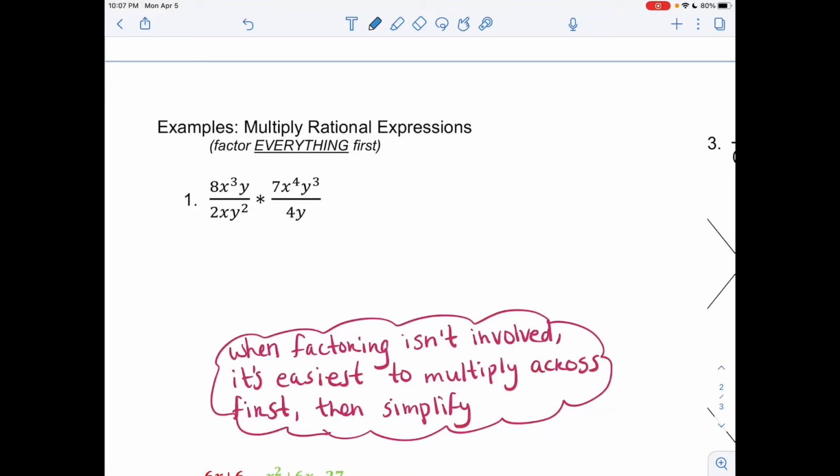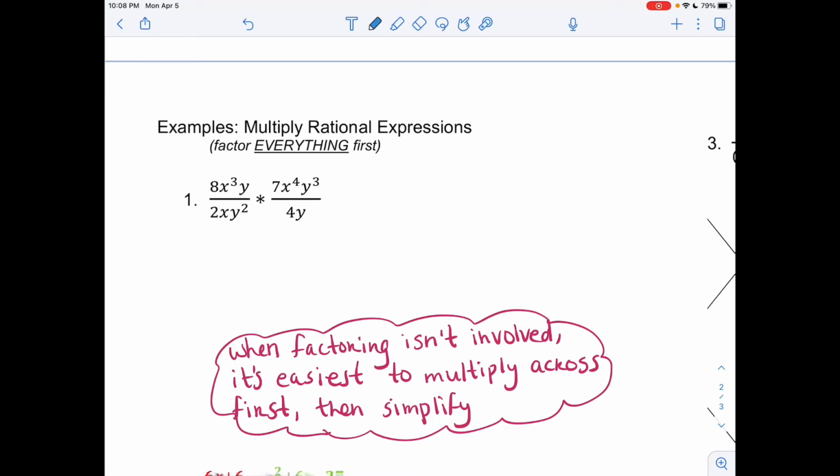Let's go ahead and talk about multiplying rational expressions now. So notice that we have a rational expression here, and we are multiplying it by another rational expression. And it says to factor everything first. In this particular example, we don't have to factor anything because these are all monomials, but when we get to example 2, you'll see what I mean about factoring everything.